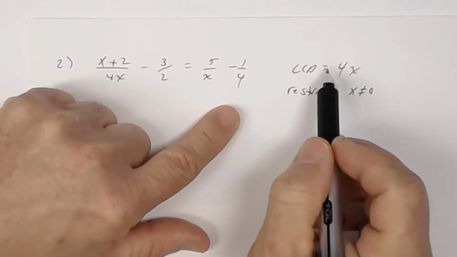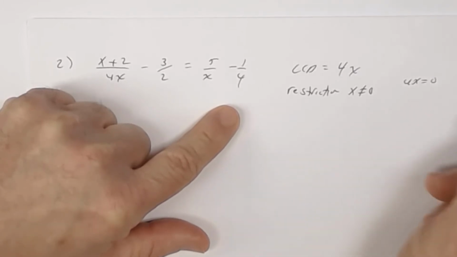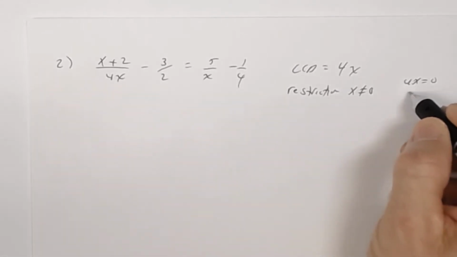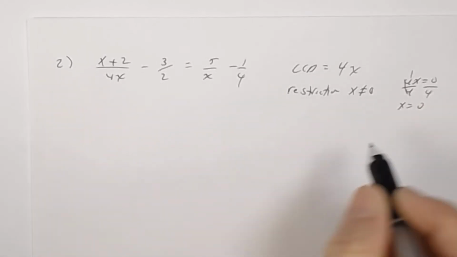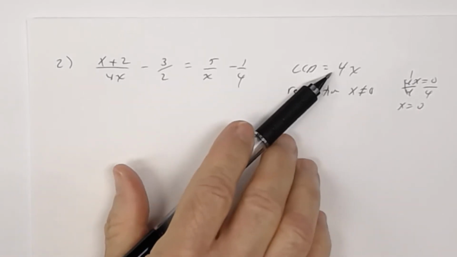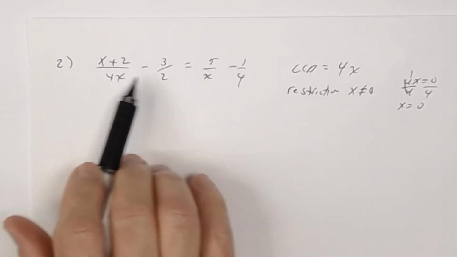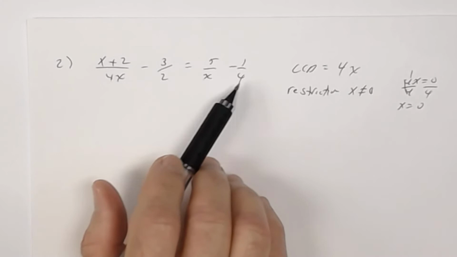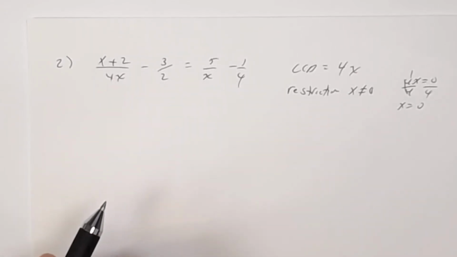You could have also done this. You could have said, well, if my least common denominator is 4x, then let's go ahead and set that equal to 0. Solving for x, I'm going to divide both sides by 4, and so I get x to be 0, and there's your restriction. But most students, because you could have made a mistake here, just go ahead and determine, based on each fraction, what makes that denominator 0. So all these denominators, you want to find out what makes them 0.